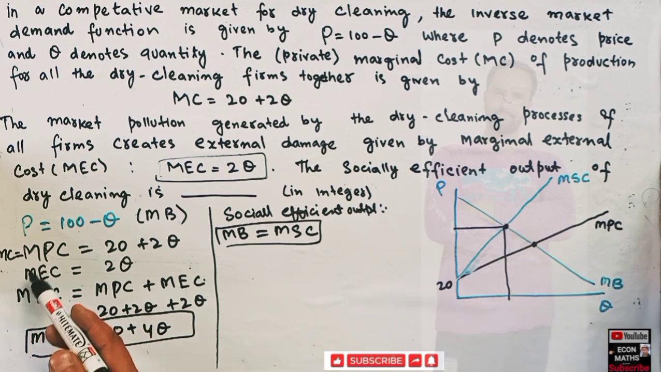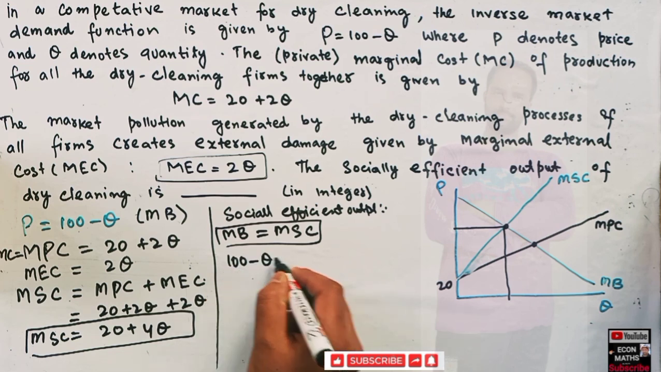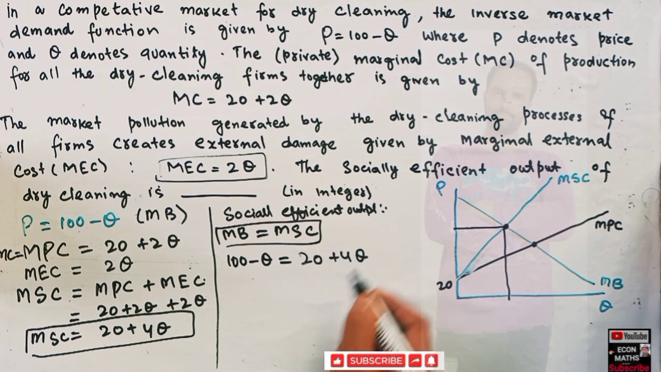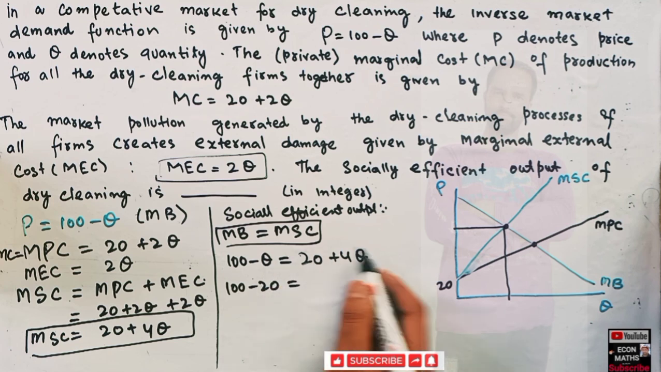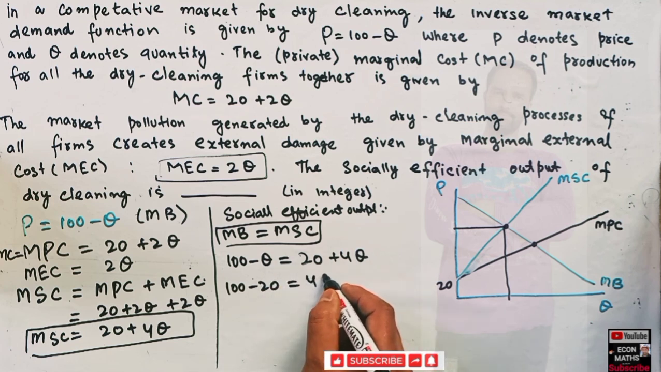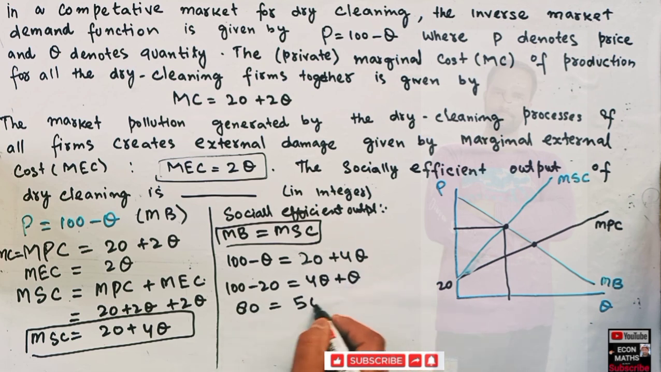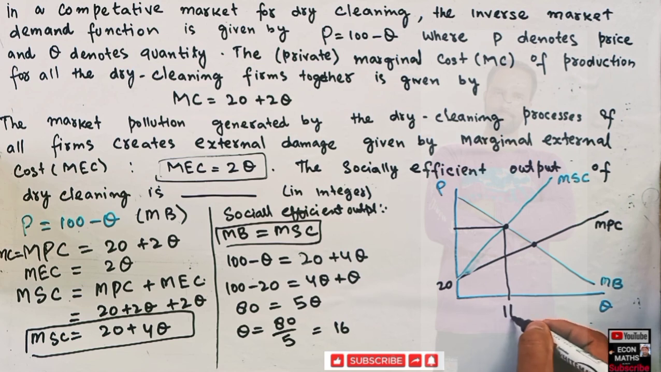Okay, so what is our marginal benefit curve? That is 100 minus q, which should be equal to the marginal social cost curve, which is 20 plus 4q. If we transpose this, minus q becomes plus q here, which means 80 is equal to 5q, which implies q is equal to 80 upon 5, which is equal to 16. That means at socially efficient output, we will be producing 16 units of output.